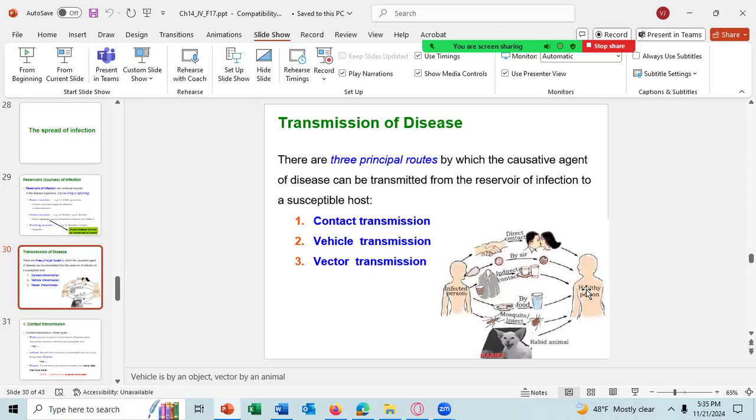There's also vector transmission, and that is where an animal spreads the disease to a healthy person. That's usually with the bite of an animal, like the bite of a mosquito biting an infected person, or the bite of a tick biting an infected person, and then biting a healthy person, transmitting the disease to the healthy person. Any question about any of that?